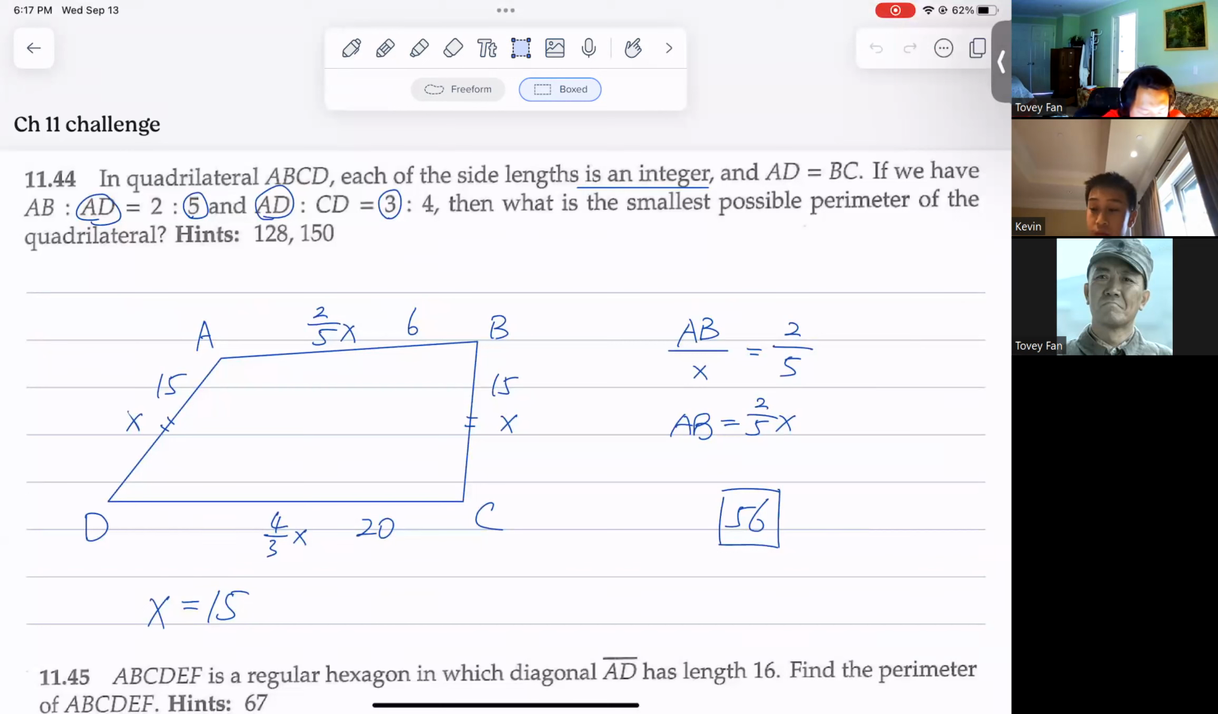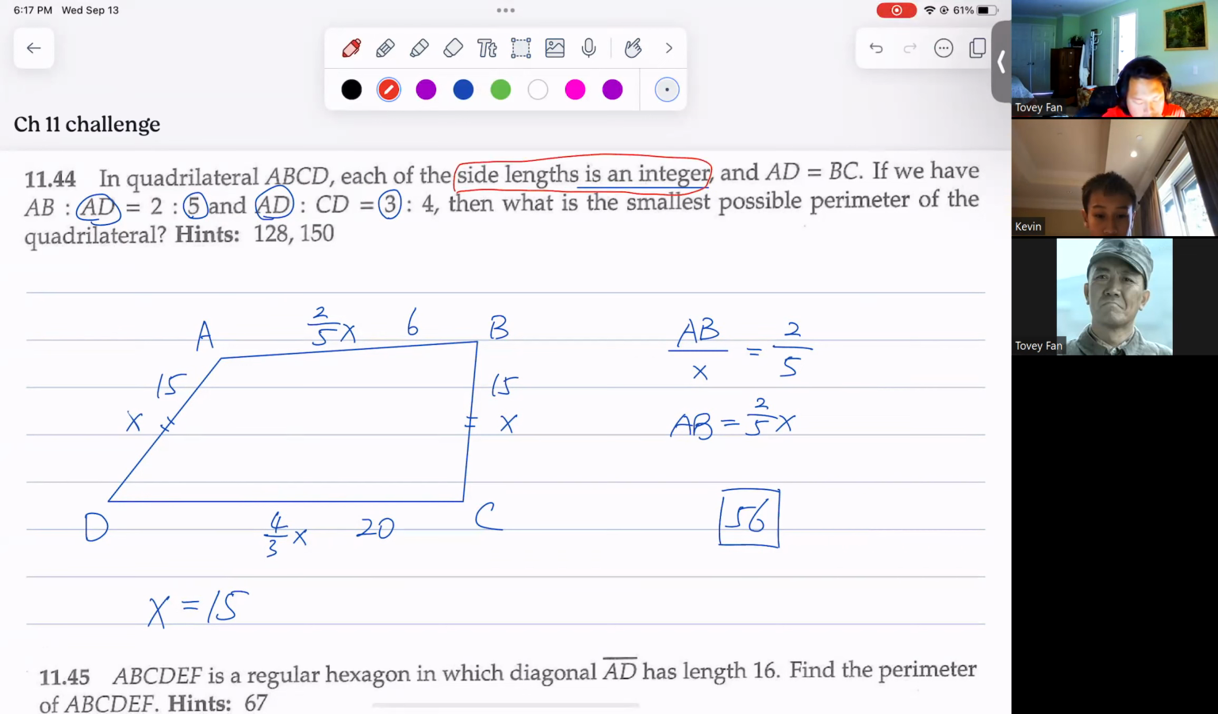The key to this problem is that based on the ratios, you can suppose x. That means you can express every side with x. After you express every side with x, you will see that x actually can be any positive number. But the question says all the side lengths have to be integers. So if they're integers, then x has to be a multiple of 5 and a multiple of 3. That's why the smallest number is 15. It can be 30, it can be 45, but you want the smallest possible perimeter. So x is 15.